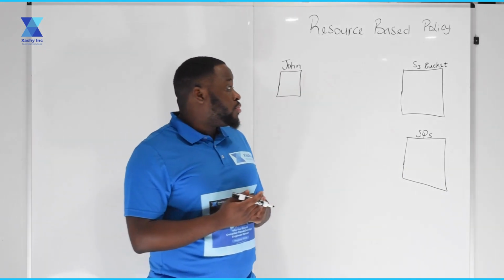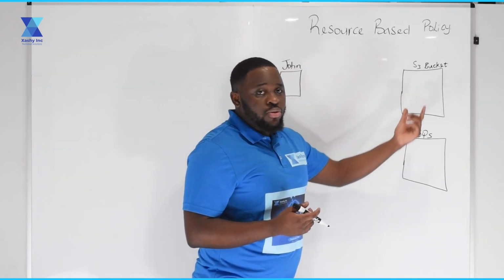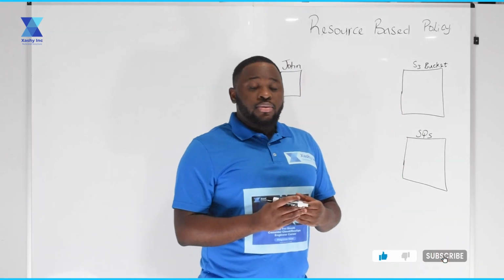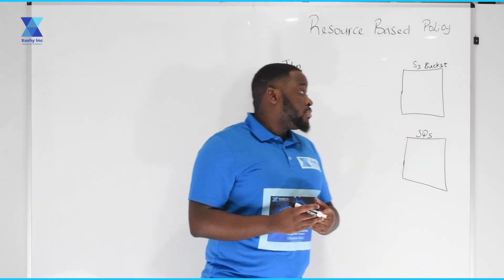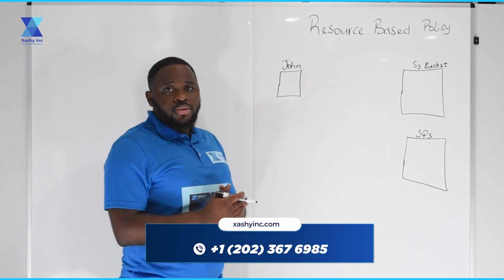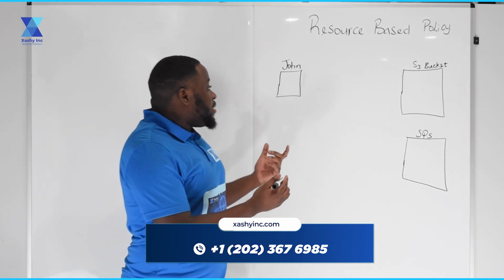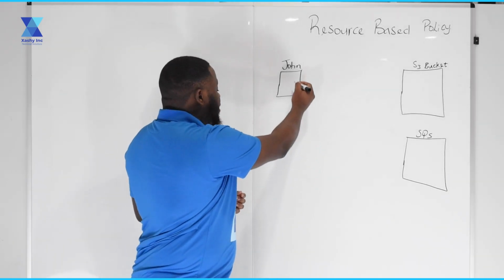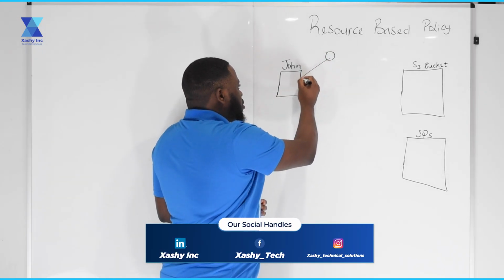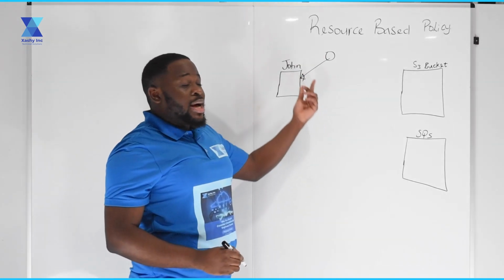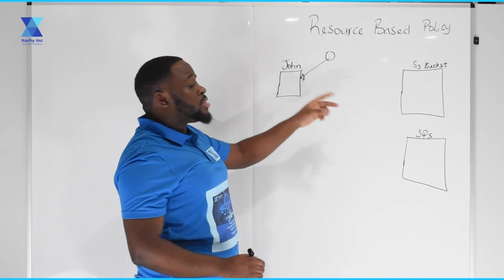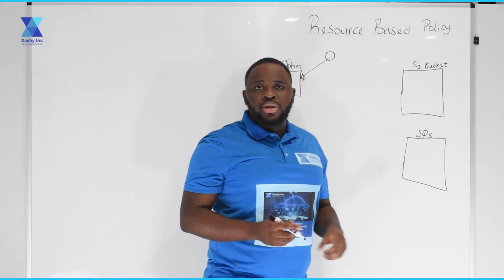Let's say, for example, you have an S3 bucket, and that S3 bucket actually is the resource in this scenario. And let's say you have an IAM user in your account called John. One thing you could do is attach an identity-based policy to the user called John, and this identity-based policy attached to John could give John permissions to be able to make calls to this bucket.